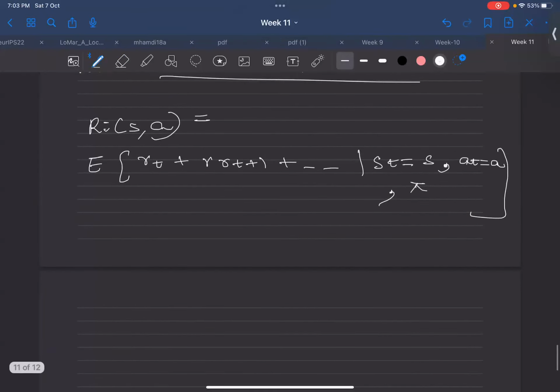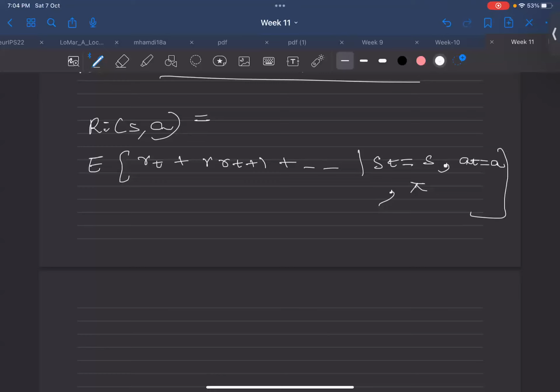Now, can someone tell me what this is? Is this the SMDP reward? So what we are doing basically is conditioning on S, A, pi. This is the expected reward, and this is the discount factor.